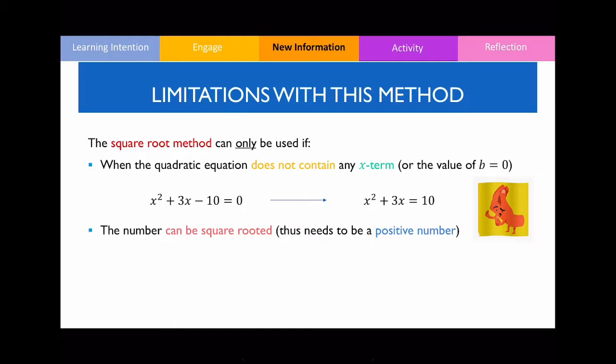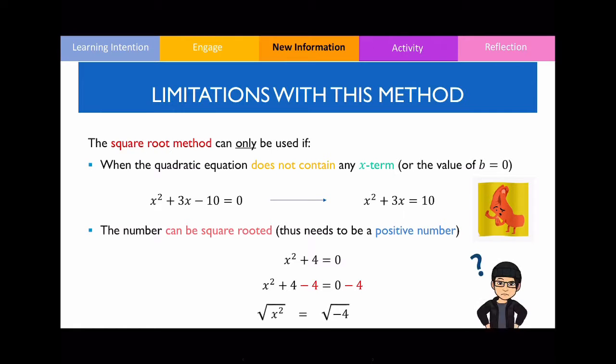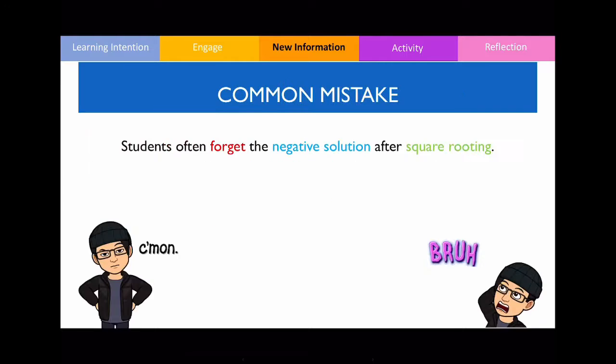And another limitation, as I said, is that you can't actually square root a negative number. So for instance, see my equation over here. It looks like you could actually do it. But as I said, you have to actually isolate the x's to one side, the constants to the other side. So if you subtract 4 from both sides, okay, this looks good. But notice that now you've got x squared is equal to negative 4. And as I said, you cannot square root a negative number at all. So therefore, this method won't work.